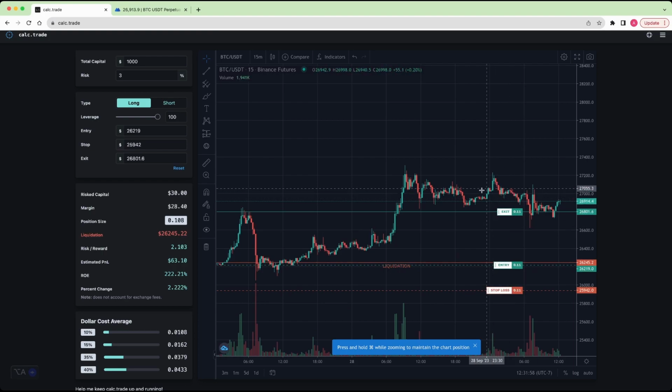That's not relevant for the risk. The risk is only really the entry and the stop loss, right? What are we prepared to lose? The risked capital will not change wherever you put your stop loss. The only thing that changes is the position size and the margin. But this is the piece that we're interested in.